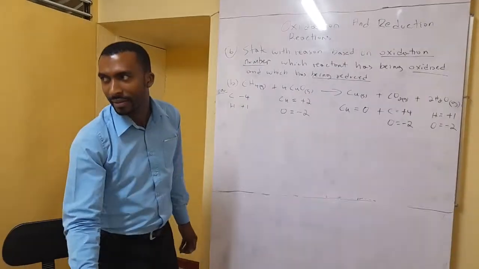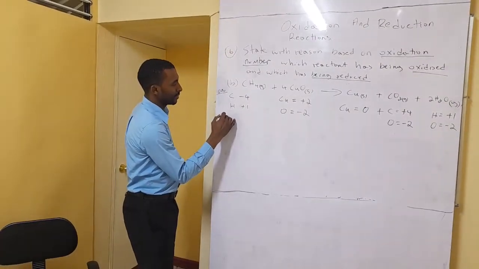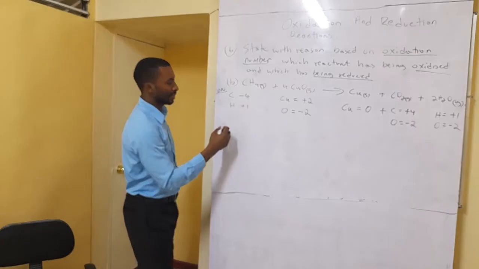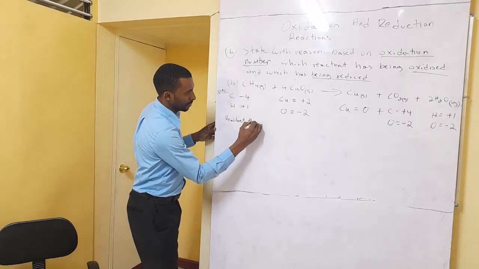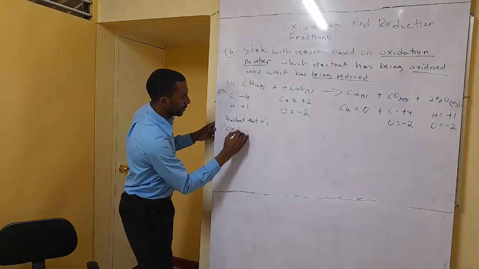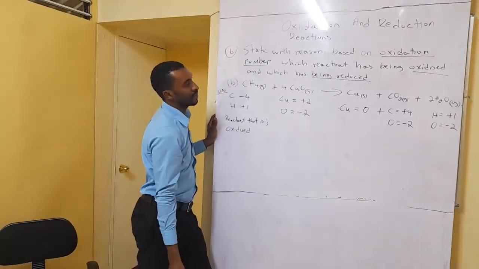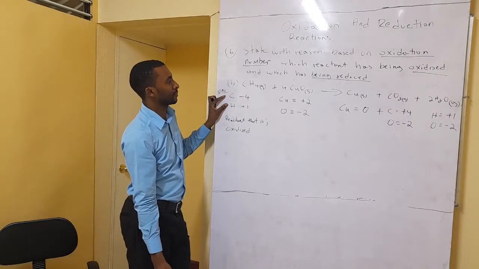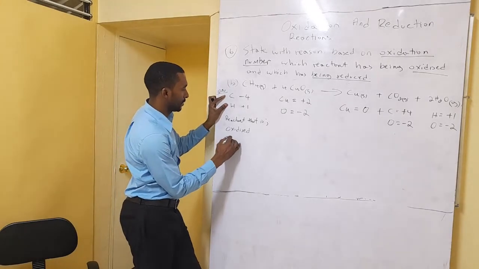Not calculating anything aggressive. Alright. So which reactant is oxidized, which is reduced, which is the oxidizing agent and which is the reducing agent? Which reactant is oxidized? Of the two reactants, which is oxidized? CH4? Which one is reduced?